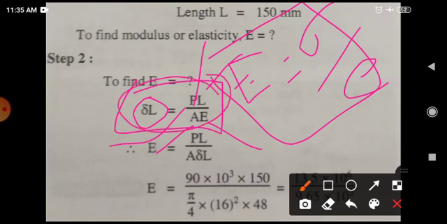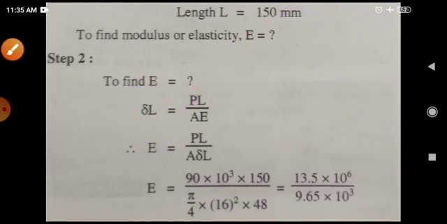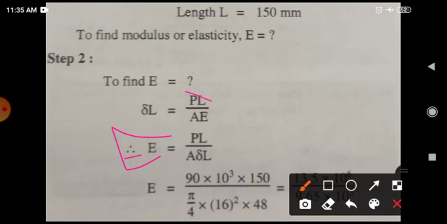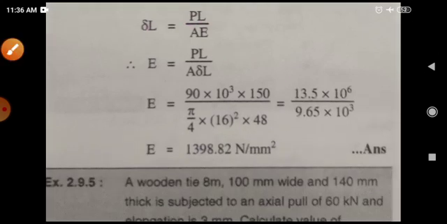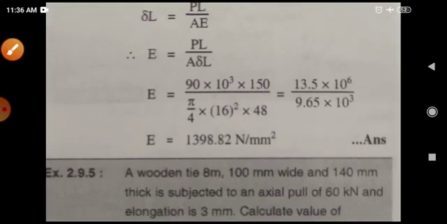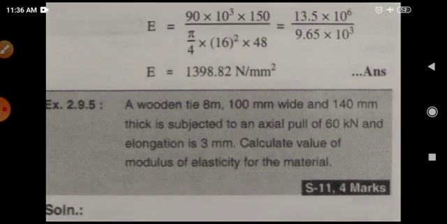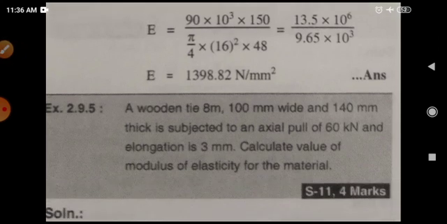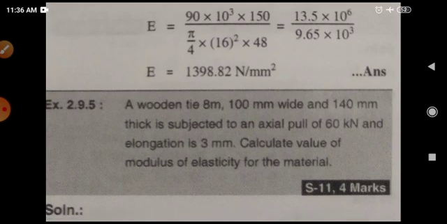Now using that method, let's start. They have written this formula in terms of capital E, that is, elastic modulus. Putting all these values here, you will get the modulus of elasticity equal to 1398.82 Newton per millimeter square, which is the unit of modulus of elasticity. Try to solve another problem.